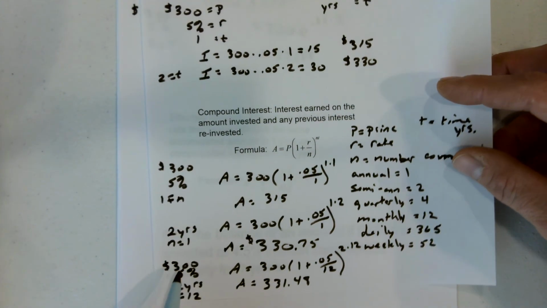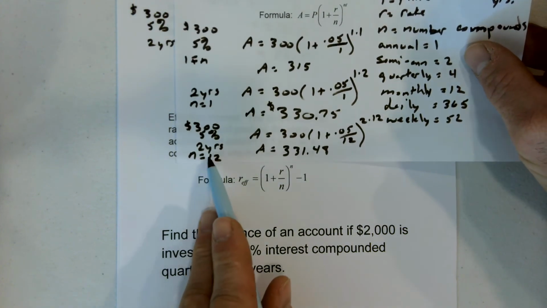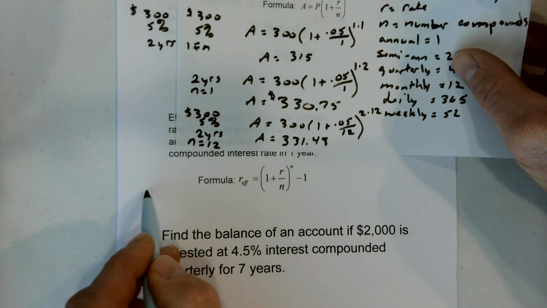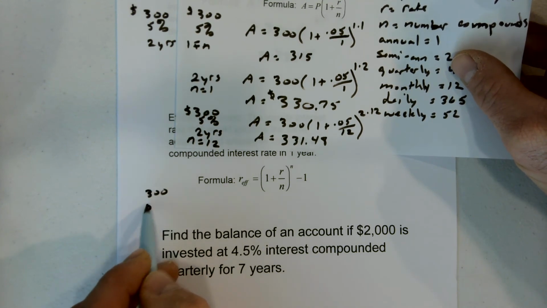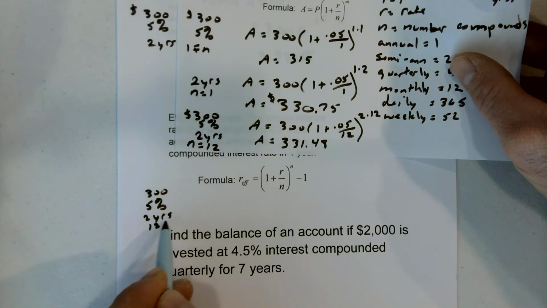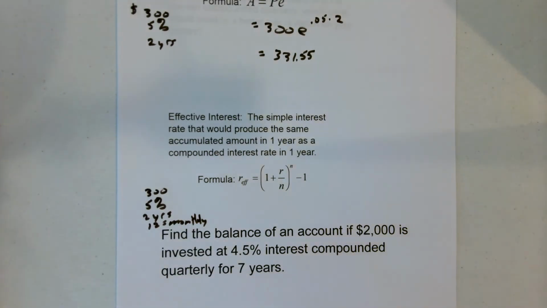So this $300 at 5% interest over 2 years compounded monthly. Let's go ahead and look at that. So if I had $300 at 5% interest over 2 years and I compounded it monthly, so what would the simple interest of that look like?